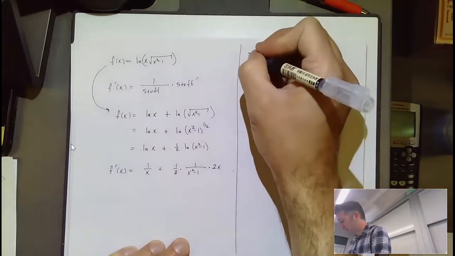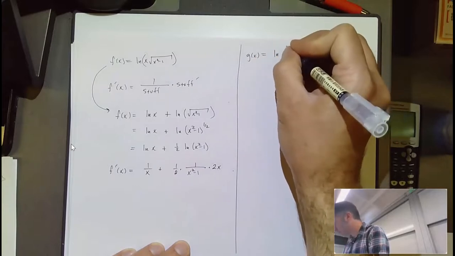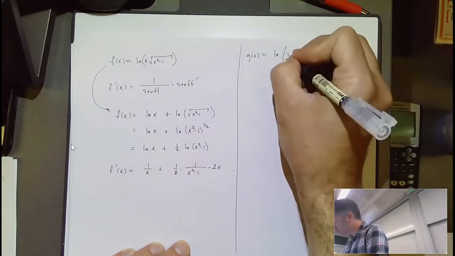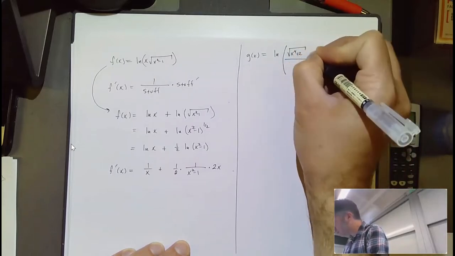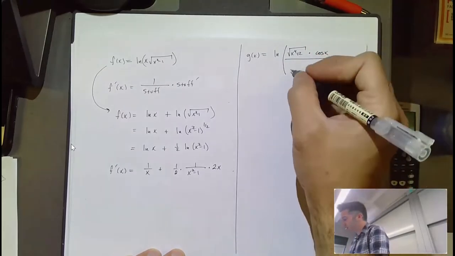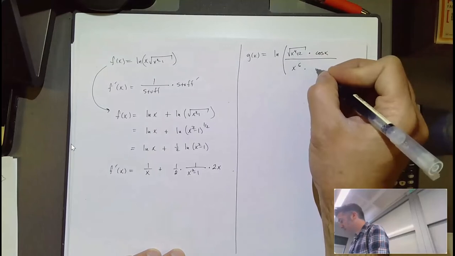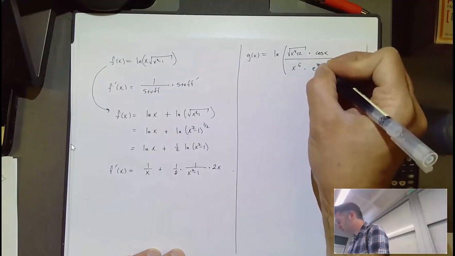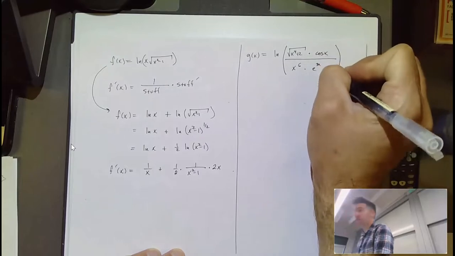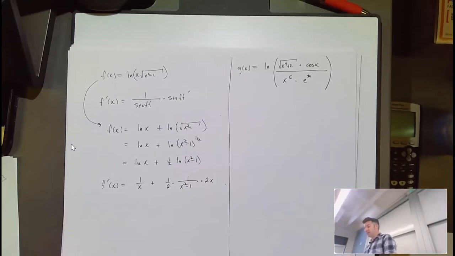Let's say our function was the natural log of, I'll make it extra terrible, the square root of x to the 4th plus 2 times cosine of x, over x to the 6th times e to the 3x. So here's the thing I want to take the derivative of. g of x is equal to the natural log of the square root of x to the 4th plus 2 times cosine x, over x to the 6th times e to the 3x. That would be terrible, right?